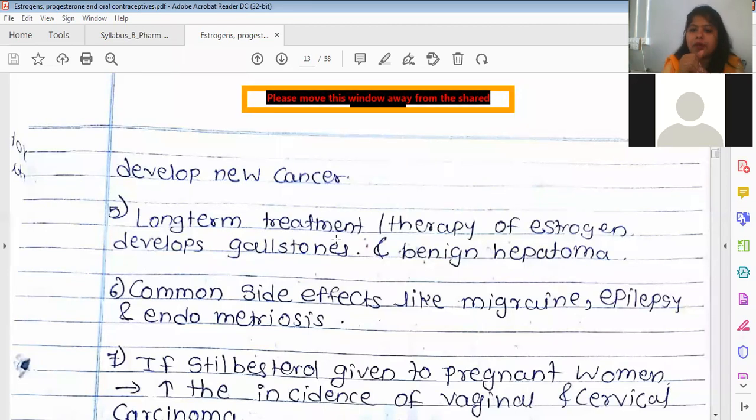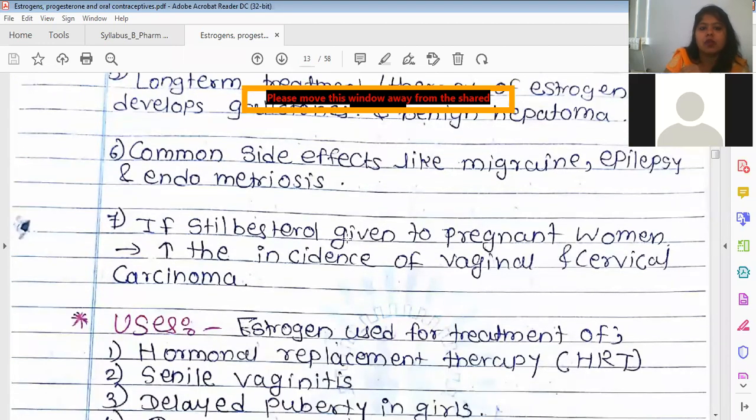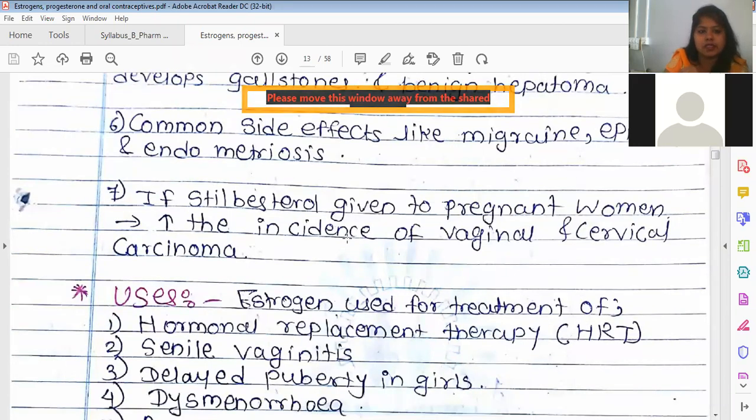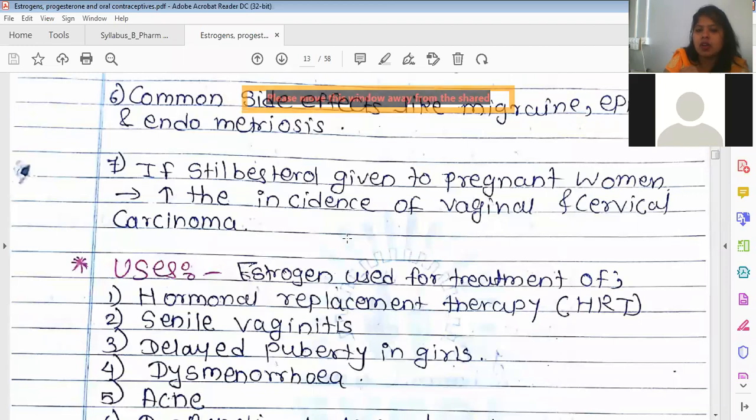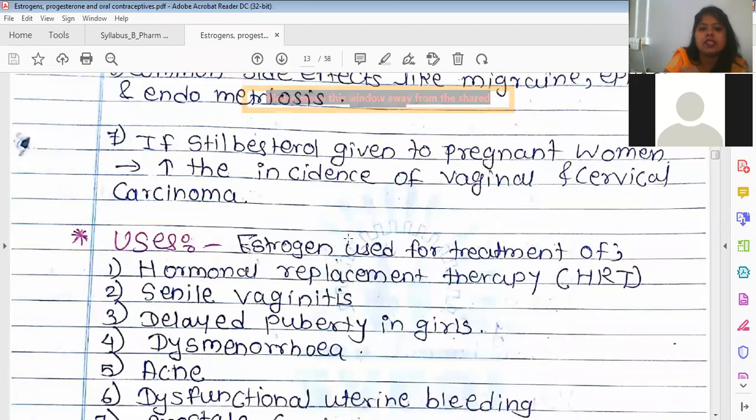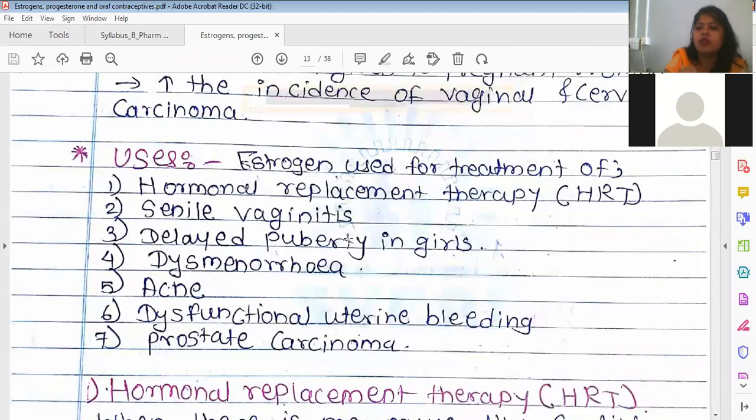The long-term treatment of the therapy of the estrogen develops gallstones and benign hepatoma. Common side effects like migraine, epilepsy, and endometriosis. If the stilbestrol is given to the pregnant woman, there is an increase in the incidence of vaginal and cervical carcinoma. Then what are the uses? मग काय यूज आहेत एवढ्या इस्ट्रोजनचे?